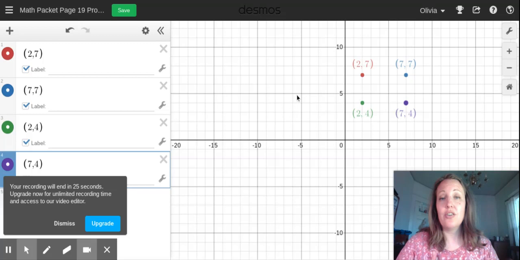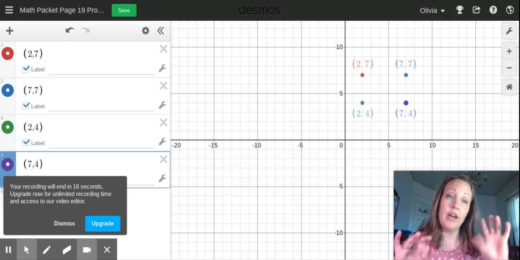So this is the rectangle that I would draw. Of course, I would fill it in, and I would write down on your paper the units for each of the sides: 5, 5, 3, and 3.